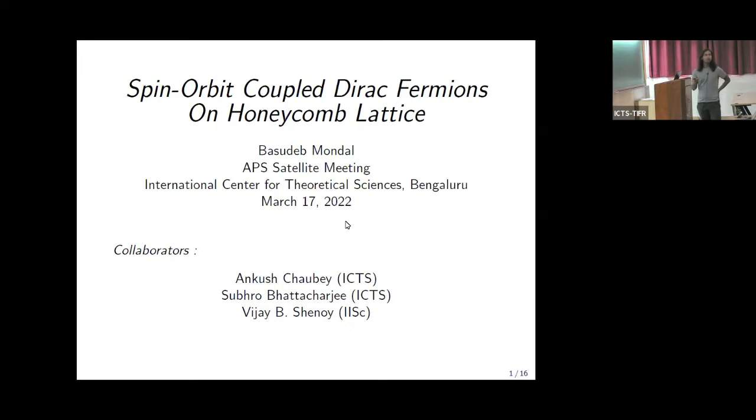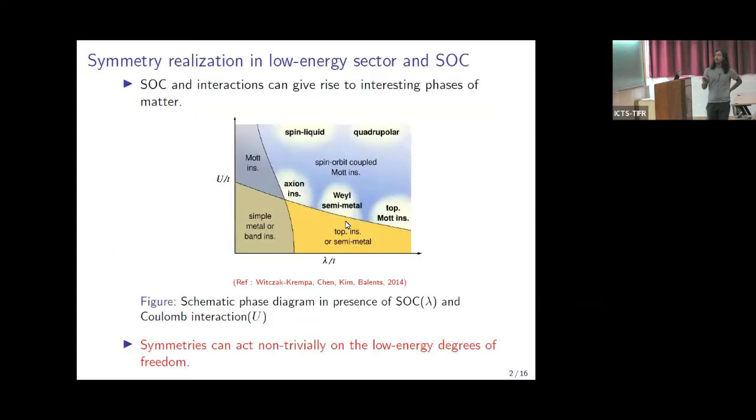So before going on to the details of the model, some words of motivation. We know that spin orbit coupling is essential in realizing topological phases of matter. And in presence of Coulomb interactions, it can give rise to even richer phase diagrams. So this schematic phase diagram taken from this article nicely shows different possibilities of phases that can appear in presence of spin orbit coupling and Coulomb interactions.